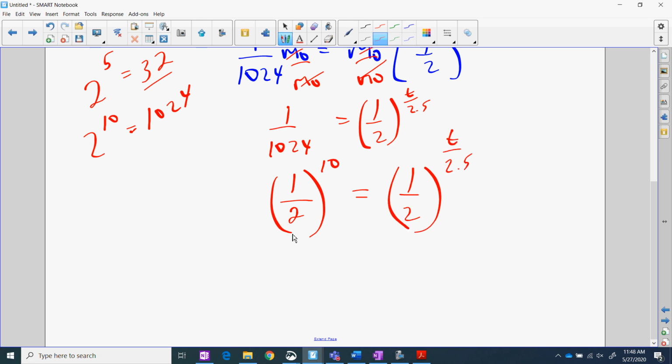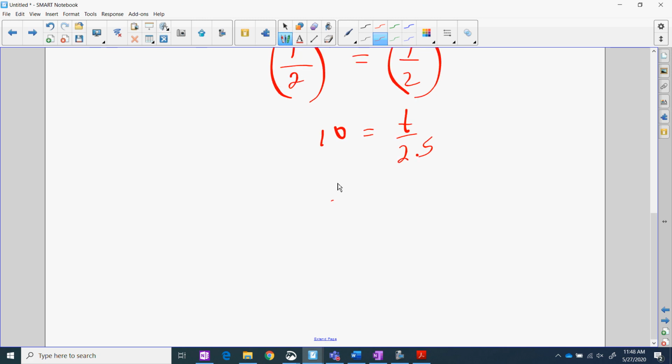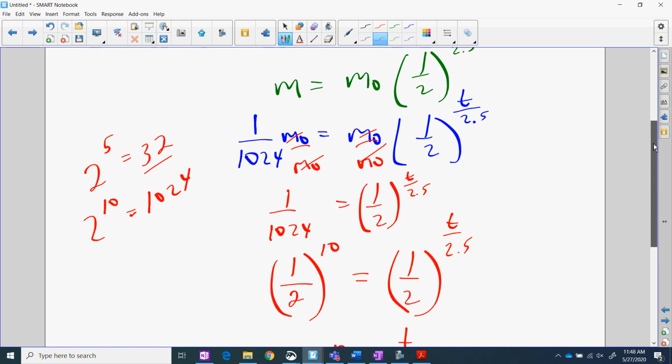So now I have 1/2 to an exponent equals 1/2 to an exponent. That can only possibly work if the exponents are the same. And now I solve. So 10 multiplied by 2.5, 25 equals t. So what does that mean? Go read my question again, see what t actually is.